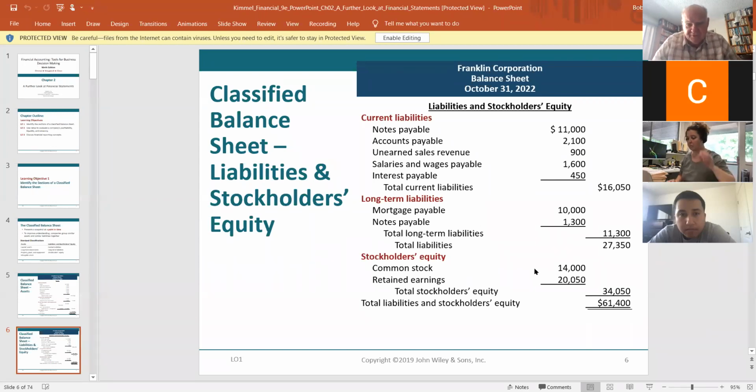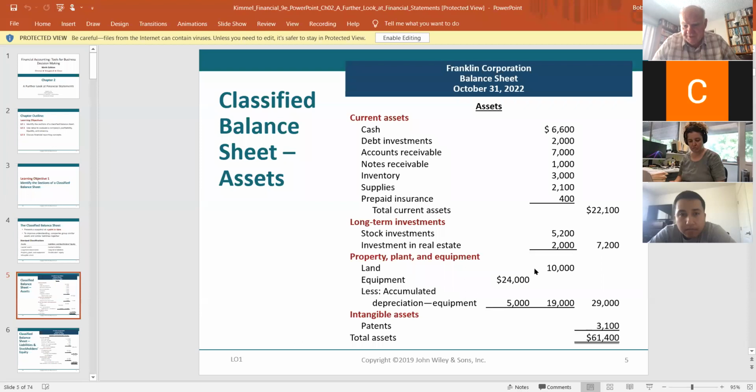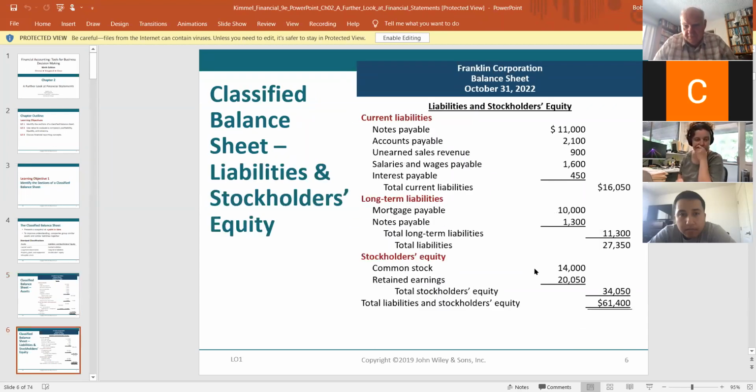Okay, so that's a quick look at what's called a classified balance sheet. And notice what I said. Your total assets are 61,400. Therefore, your total liabilities of 27,350 plus 34,050 should equal the 61,400.